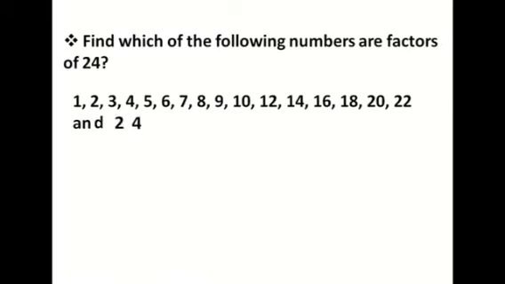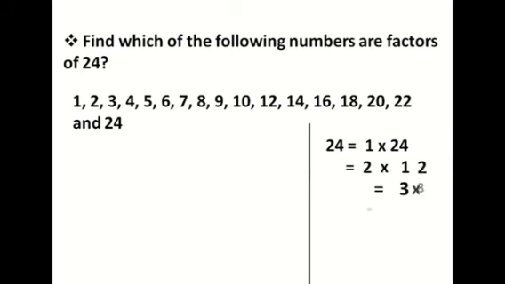Find which of the following numbers are factors of 24. So the numbers given here are 1, 2, 3, 4, 5, 6, 7, 8, 9, 10, 12, 14, 16, 18, 20, 22 and 24. So how will you do it? First you find all the factors of 24. In your working column, please try to find the factors of 24. If you factorize 24, what will you get? 1 24s, 2 12s, 3 8s, 4 6s. Okay, please write it. Here I have written it, you can check it.